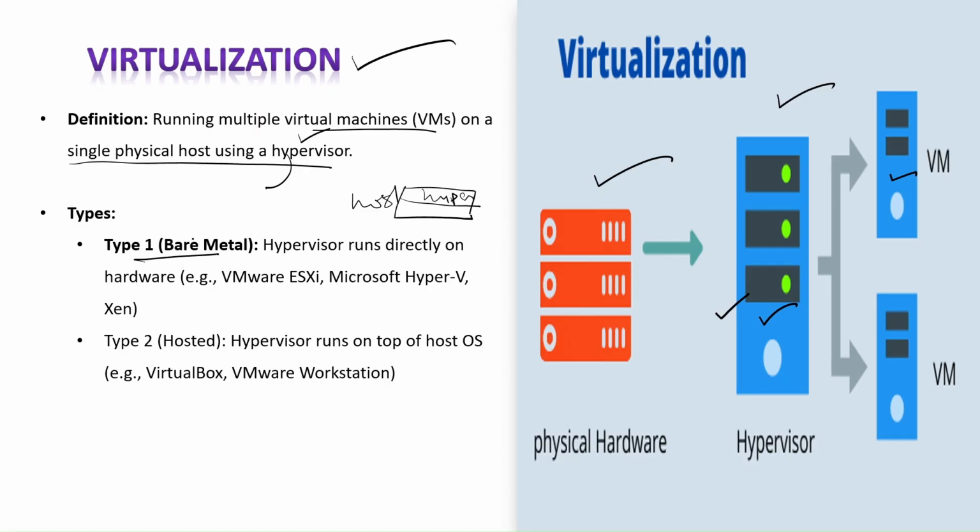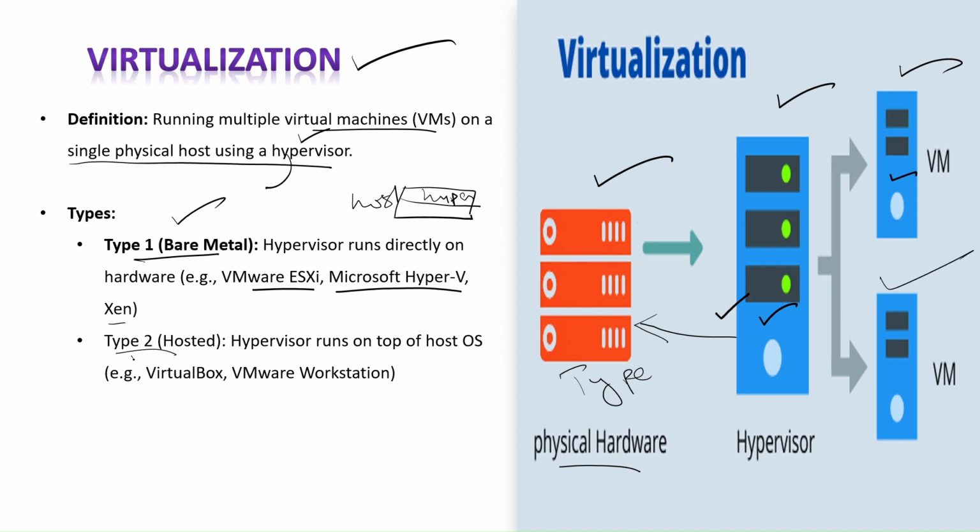So we have two types of hypervisor. Number one, typically used in data center and enterprise environments, is type 1, that is bare metal. In this case, the hypervisor runs directly on hardware. Examples of type 1 hypervisors are VMware ESXi, Microsoft Hyper-V, and Xen. As we can see, we have the physical host, and on this host we have directly installed the hypervisor, and then using the hypervisor we orchestrate multiple VMs.